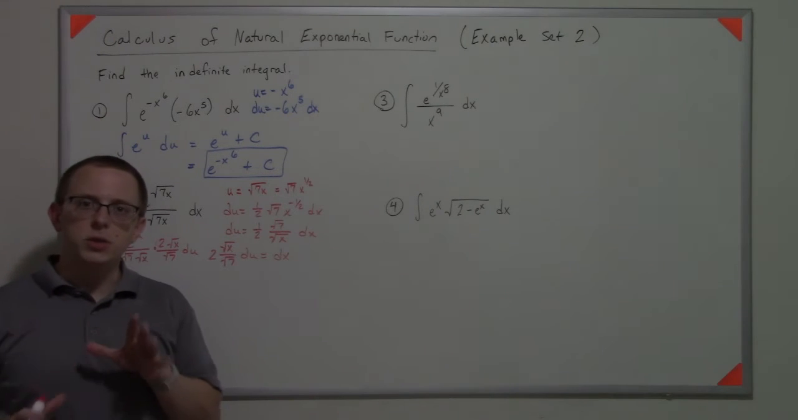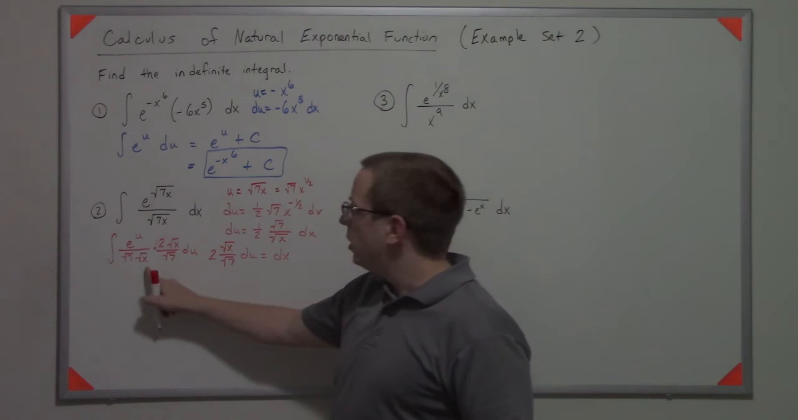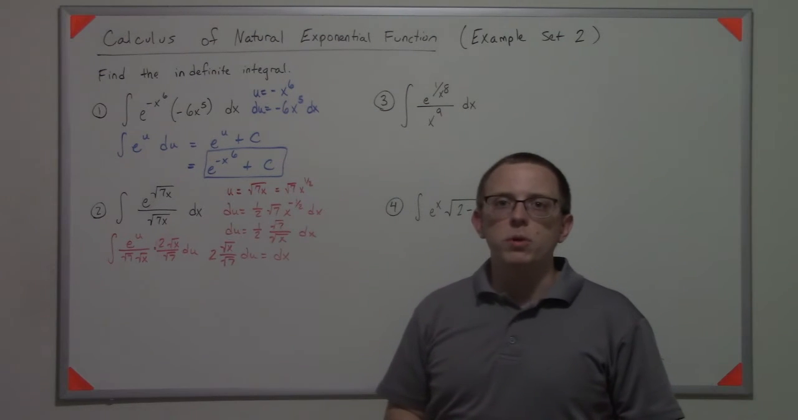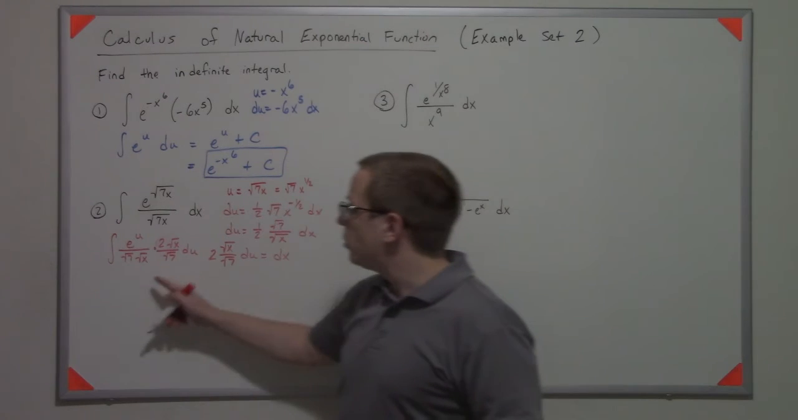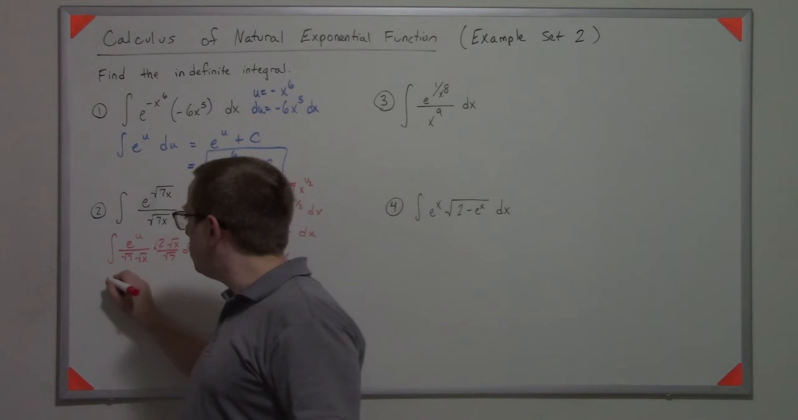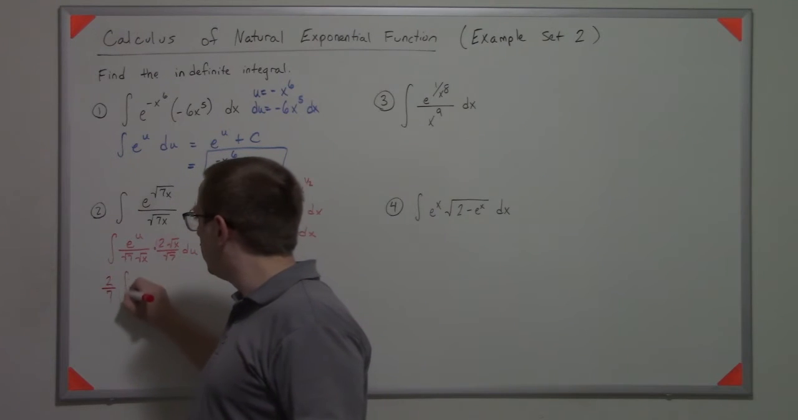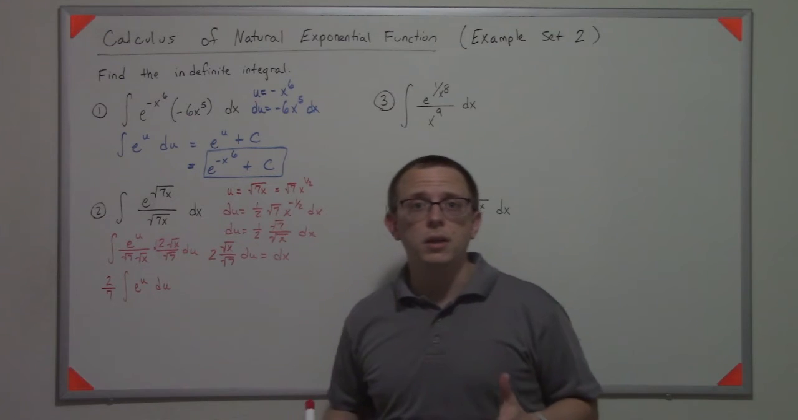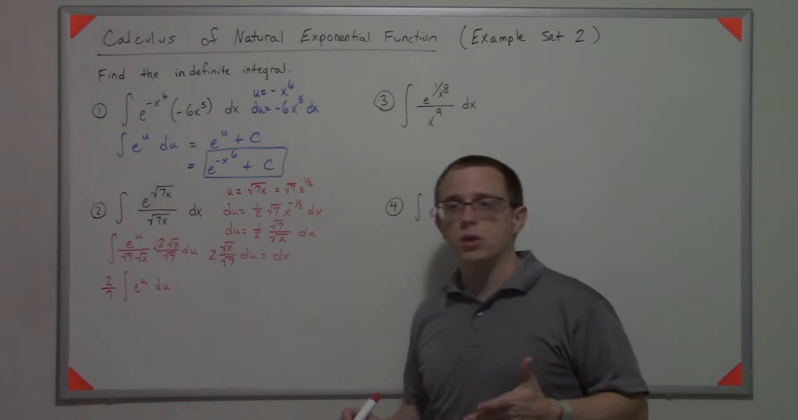Okay, so the reason why I want to do this is now we see that the square root of x's are going to cancel. Square root of 7 times the square root of 7 is just 7. So we have a 2 on the top and a 7 on the bottom. We have 2/7 e to the u du, which is really clean. A lot cleaner than you might have thought it was going to turn out.